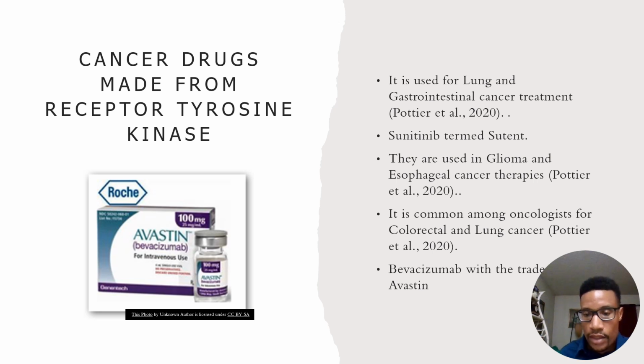So this topic I find to be very interesting, fascinating. These are the cancer drugs made from the receptor tyrosine kinase. This is used for lung and gastrointestinal cancer treatment. Sunitinib, or Sutent, is used in glioma and esophageal cancer therapies, and is common among oncologists for colorectal and lung cancer. And the bevacizumab, which is also known as Avastin.